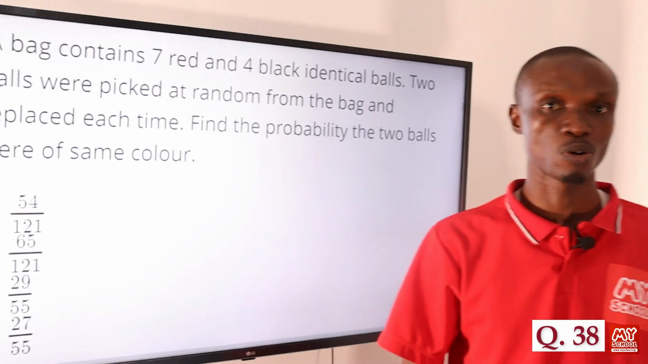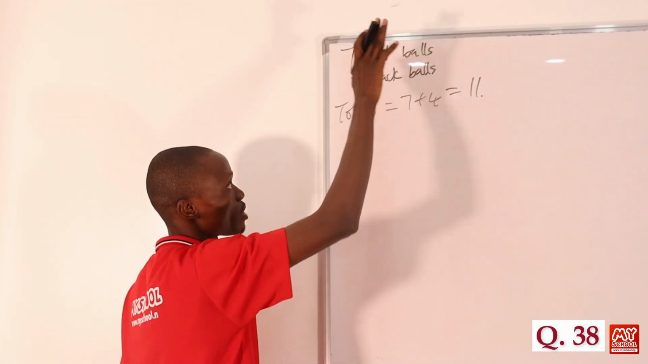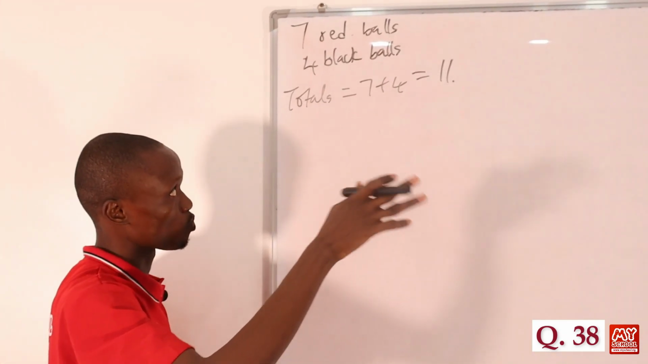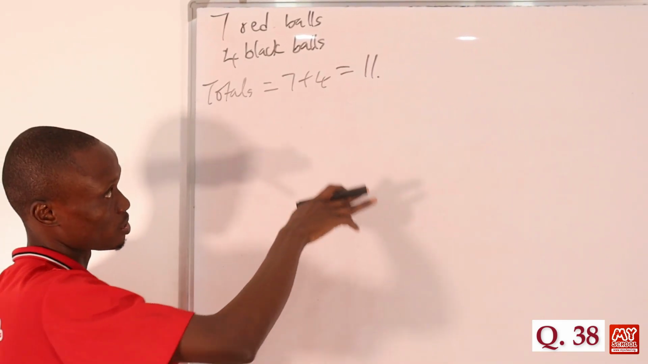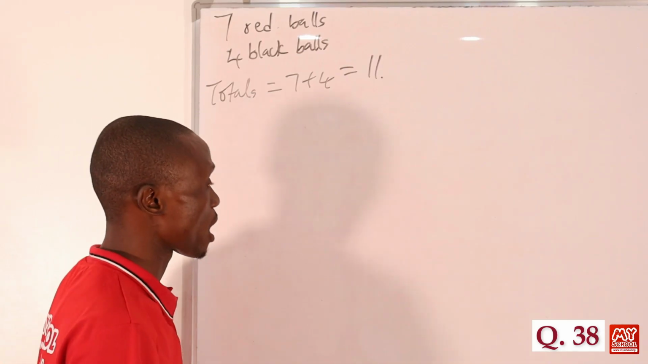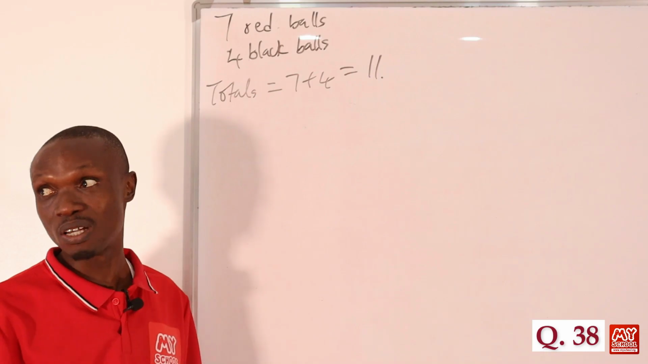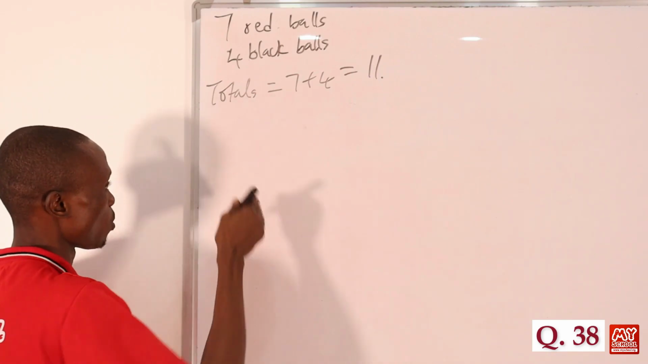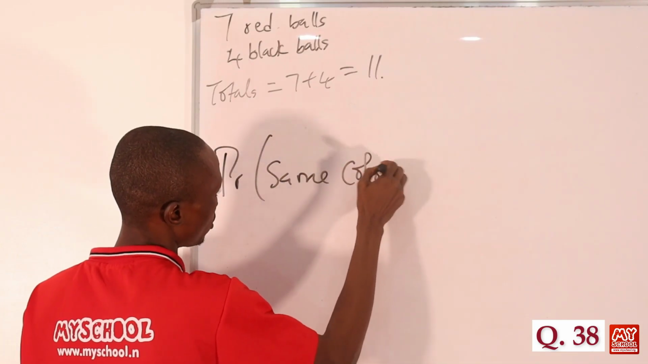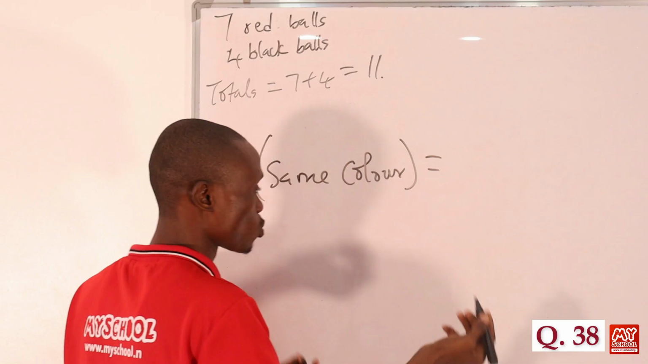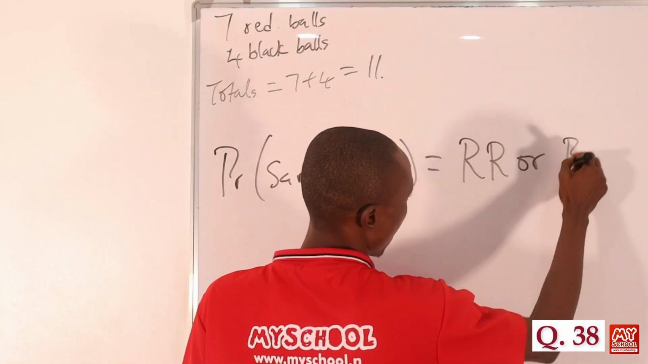So let's move over to the board to provide the answer to this question. In this question, we are told that we have 7 red balls and 4 black balls, of which both colors are identical. So in this case, the total number of balls in the bag is equal to 11. But we are asked to find the probability that the 2 balls selected and replaced each time were of the same color. So the probability of the same color will be equal to maybe the 2 balls that you pick were red, or they were black.